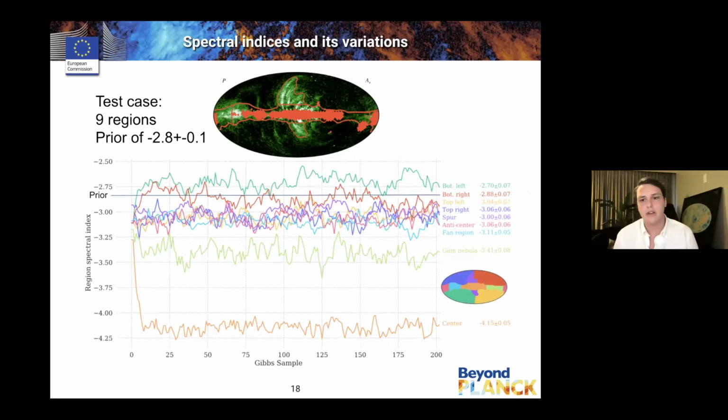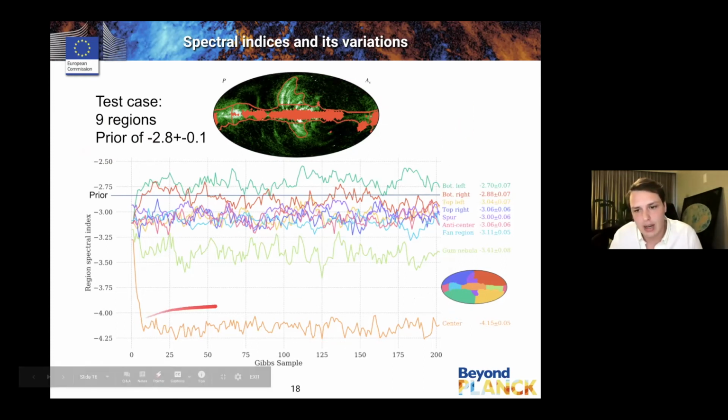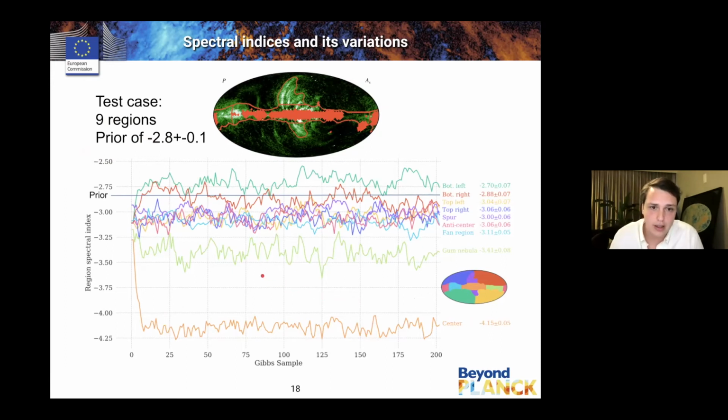So first off, as I described earlier, we did split the sky into these disjoint regions, and we tried quite a bit of different variations doing this. One of these was using 9 regions and applying a prior of -2.8 for every region. And immediately we see a large outlier here. The galactic center prefers a value of -4, which is a lot larger than what is reported in other literature.